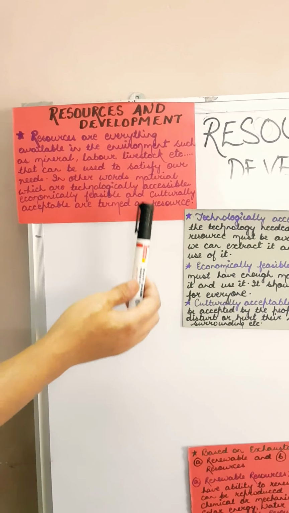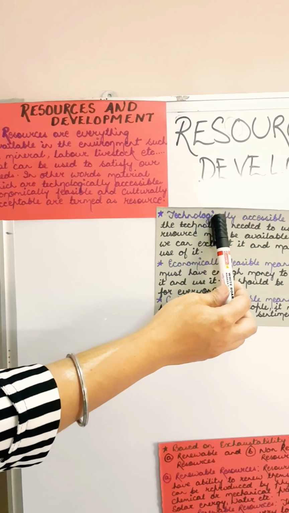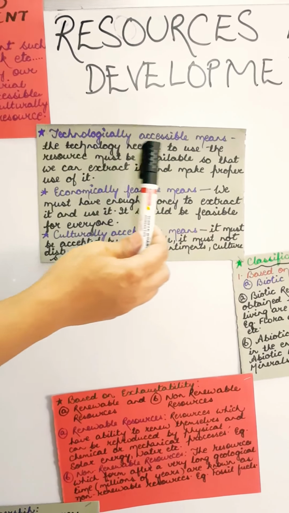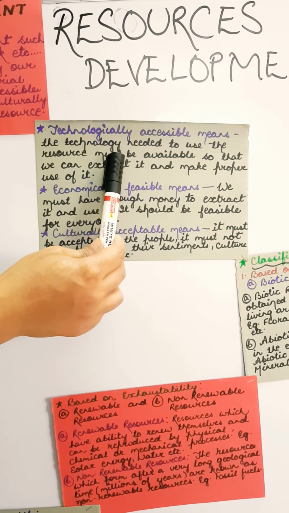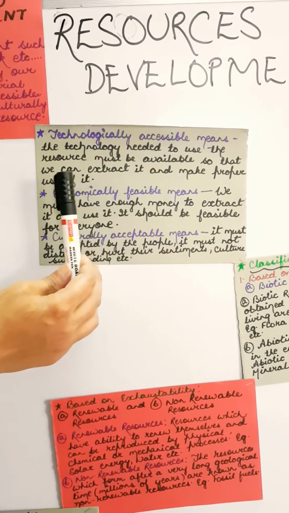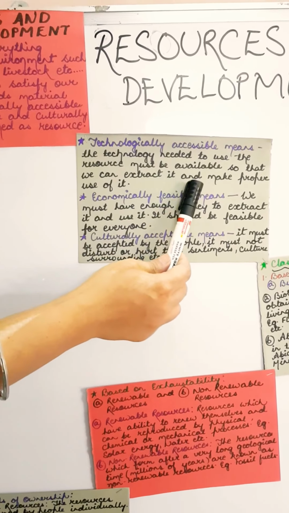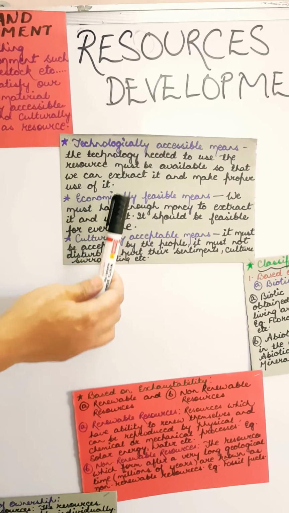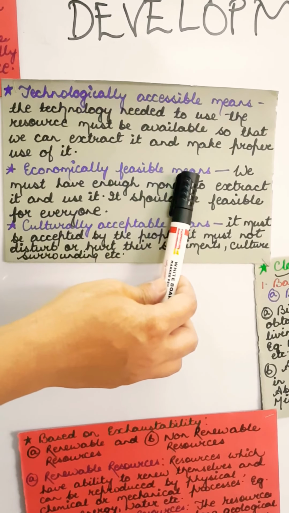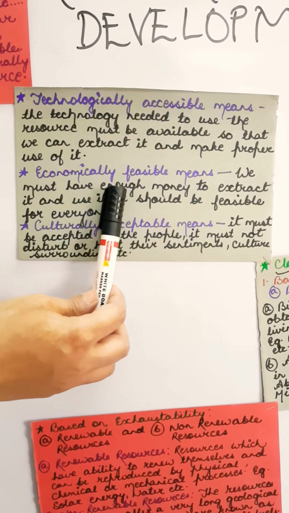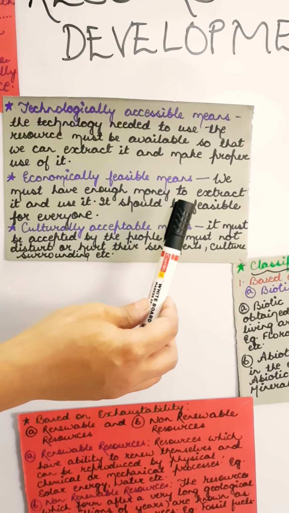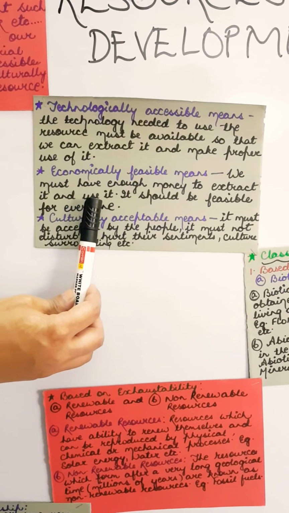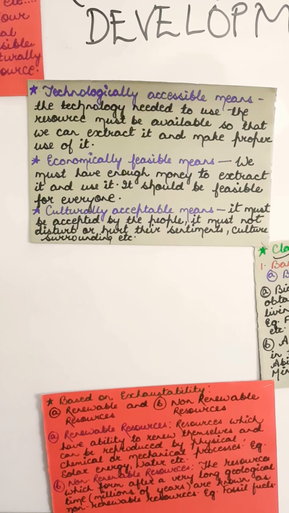My dear students, when I say technologically accessible, I mean the technology needed to use a resource must be available so that we can extract it and make proper use of it. Economically feasible means we must have enough money to extract it and use it. It should be feasible for everyone. Feasible means it should be affordable.